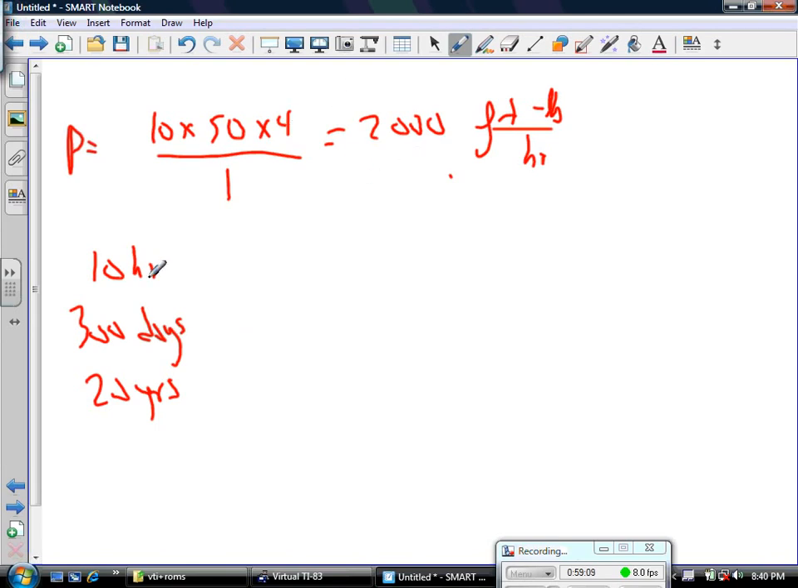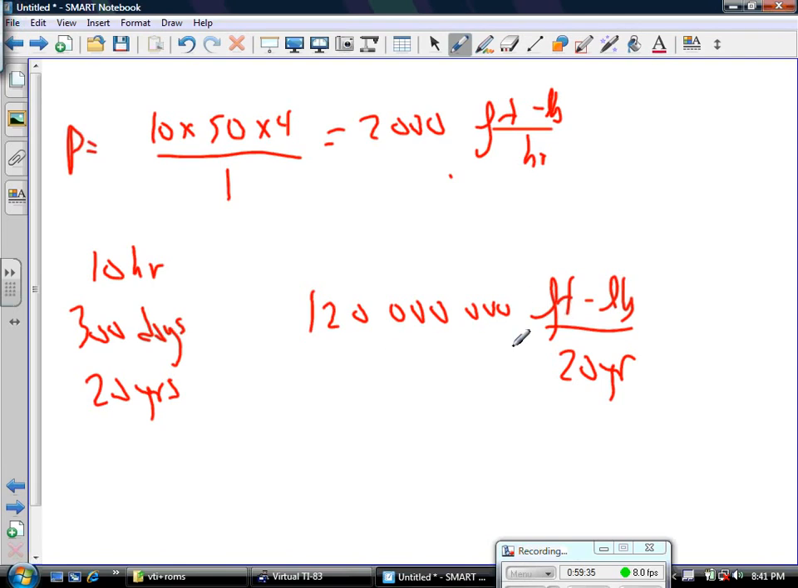So what is that? 2,000 times 10 is 20,000. 20,000 times 300 is 6 million. Am I good? Times 20 is 120 million. So we're talking about 120 million foot-pounds in 20 years. So how many guys did you need? This is one guy. How many guys do you need to do this much work?